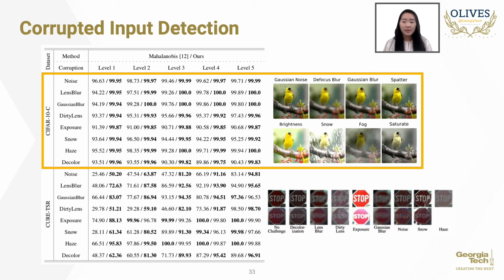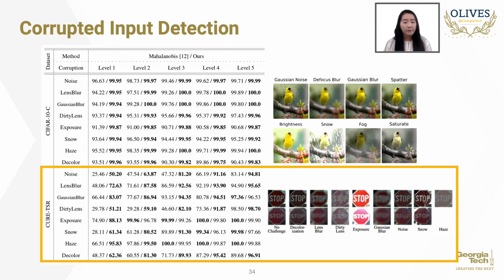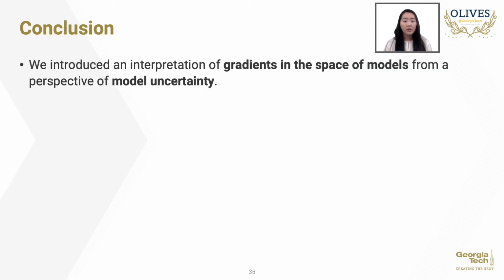For CIFAR10C dataset, it shows a pretty saturated performance for both methods, but our gradient-based approach outperforms the Mahalanobis method for all corruption types and levels. For the traffic sign dataset, though, the results are more interesting. It shows that our gradient-based method is more effective in characterizing corruptions, even at lower severity levels for different challenging conditions. In conclusion, we introduce an interpretation of gradients in the space of models from a perspective of model uncertainty.